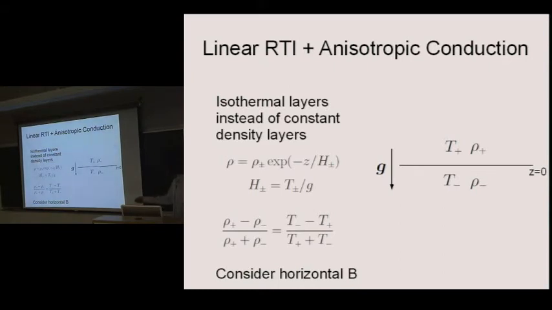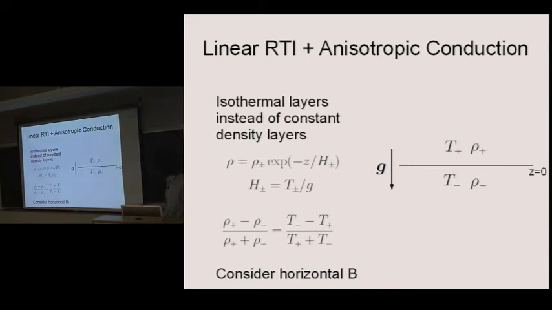So you end up with the density and the pressure, which have this exponential decrease with height. That's the solution when you have an isothermal layer.